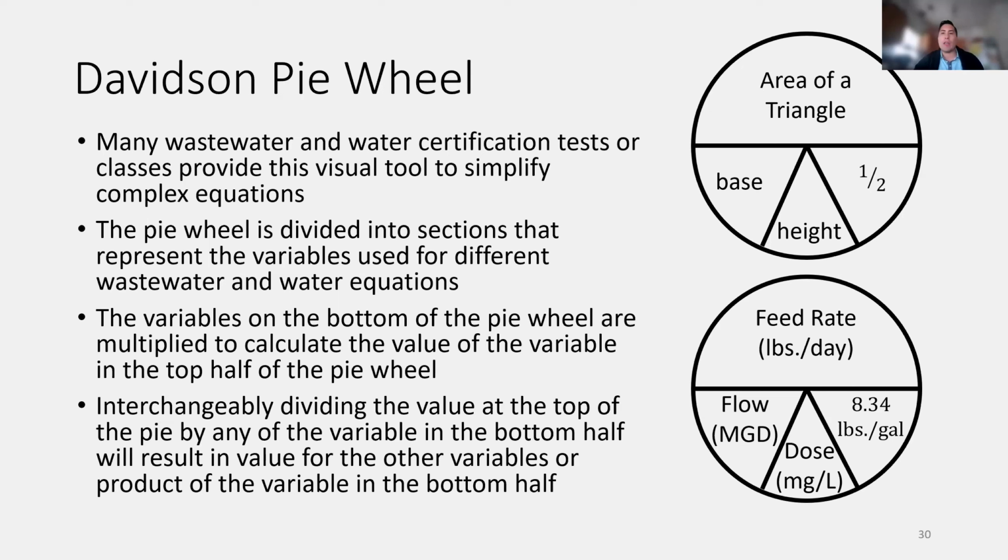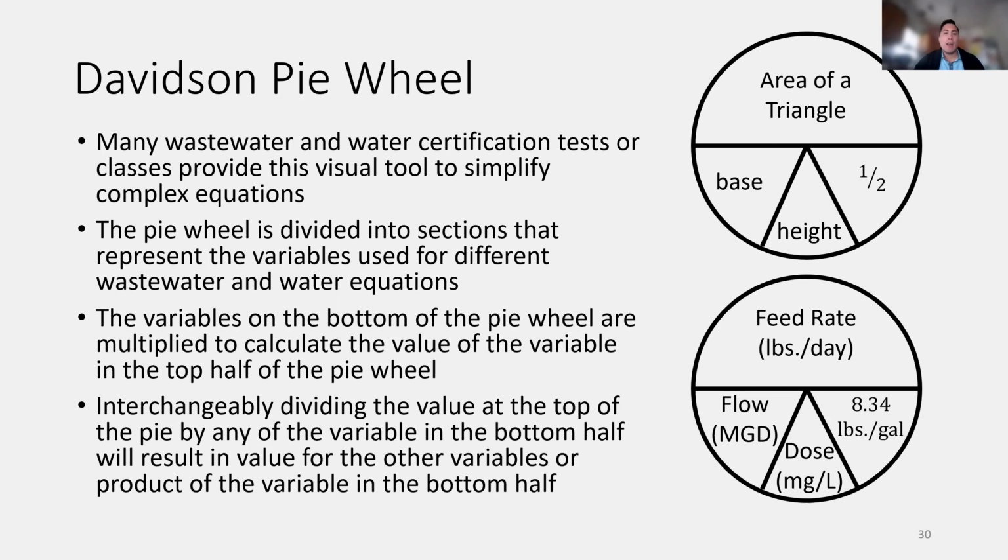So the way you'd set up that equation would be like the top, which is what you're trying to find in an equation, would be on either the left or right side of the equation, and the other three would be on the other side. The top half is equal to the product of those.